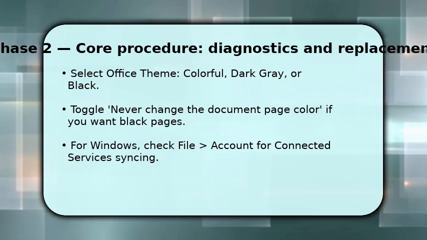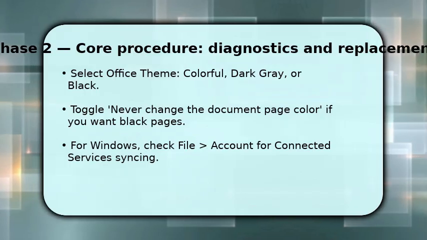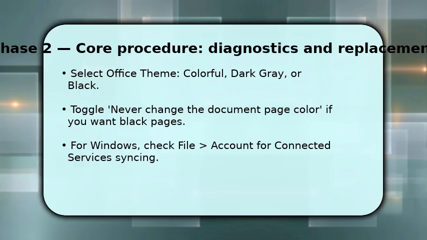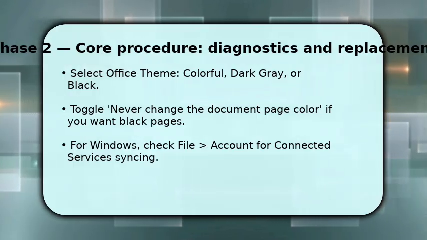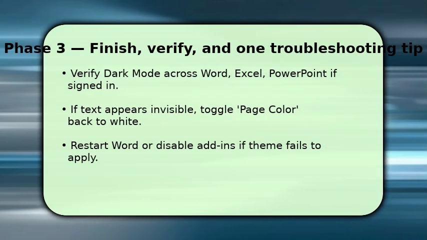For sync settings, verify you're signed into the same Microsoft account so themes persist across devices. Once set, close Options. Your UI updates immediately, and you can inspect contrast and readability. Finish by confirming the change in other Office apps if you want a consistent look.